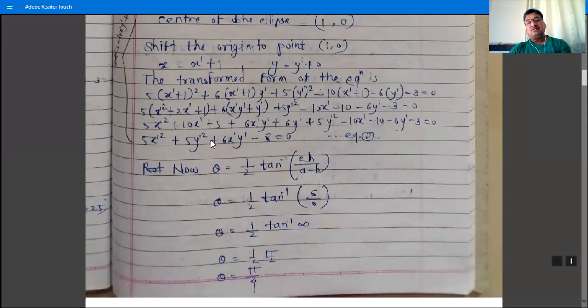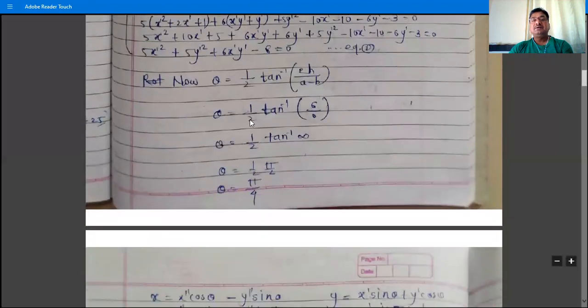So here if we observe this equation second, the first term is x dash square, the second term is y dash square, but the third term is what? x dash into y dash, and the fourth term is constant. So we have to only remove this term x dash y dash. And so in order to remove the product term, rotate the axis through an angle theta is equal to 1/2 tan inverse 2h divided by a minus b.